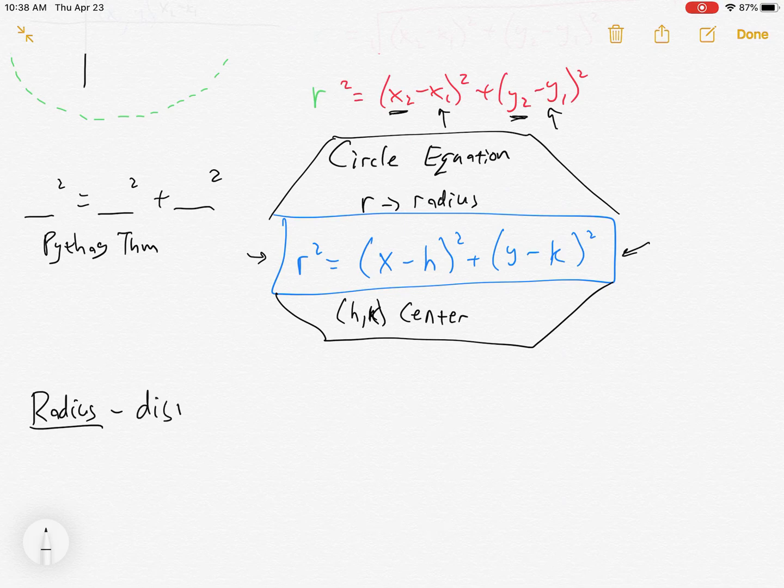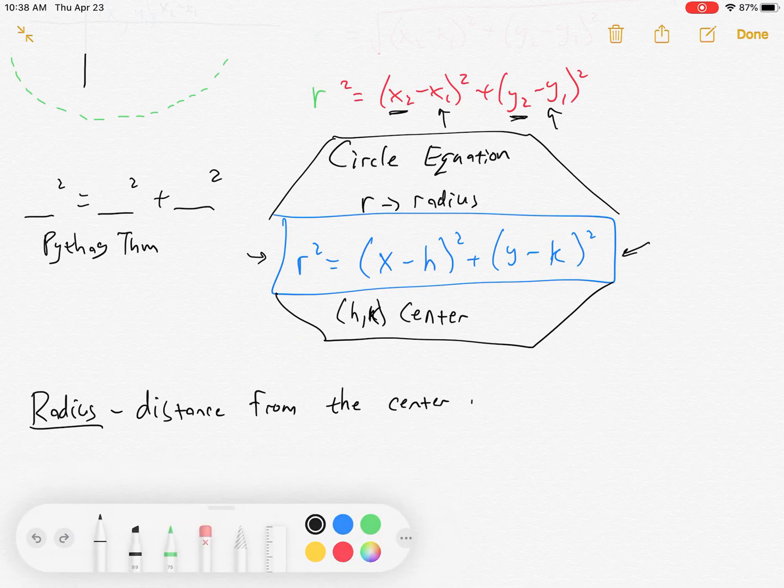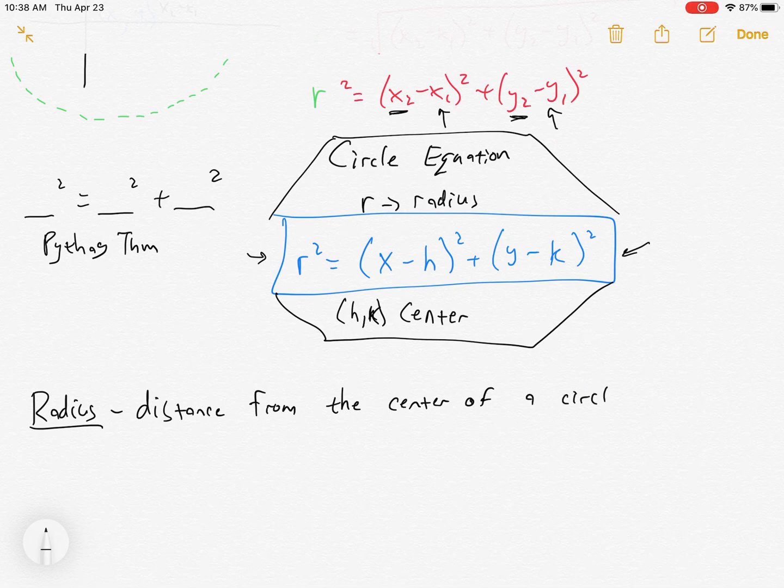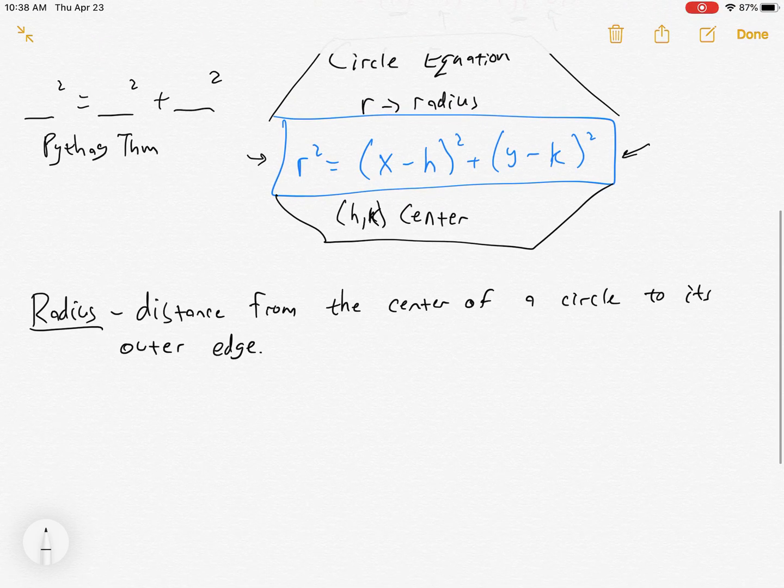Okay? We probably should do a quick definition of radius and diameter to make sure we know what that is. Radius is the distance from the center of a circle to its outer edge. And there are an infinite number of ways to draw a radius.